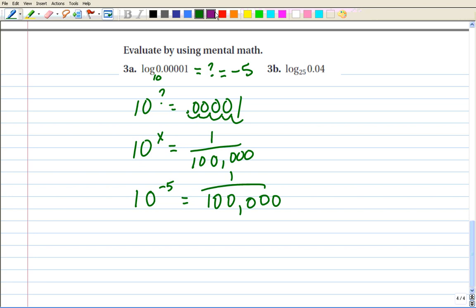On this next one, we can do a very similar thing. Let's switch that back to a fraction. So we'll have log base 25 of 4 over 100. Well, 4 over 100 is the same thing as 1 over 25. So 25 to what power gives me 1 over 25? Well, that's just equal to negative 1. So that would be our answer there.